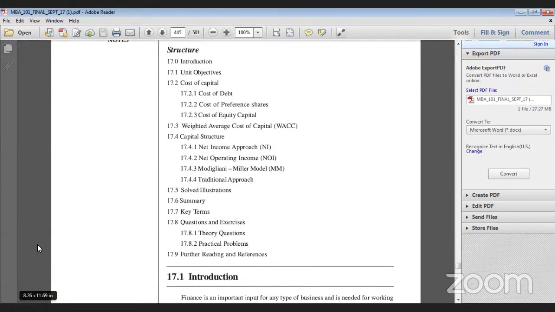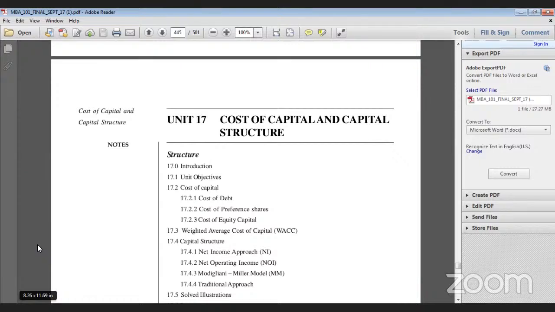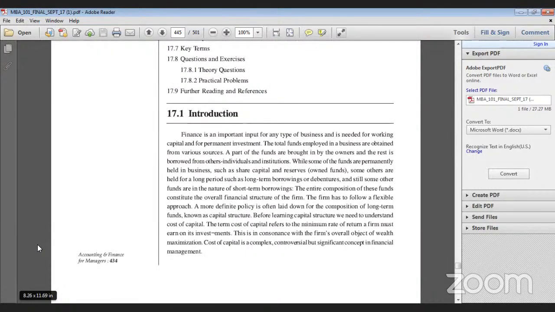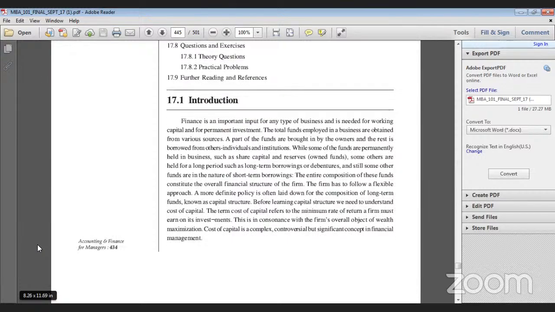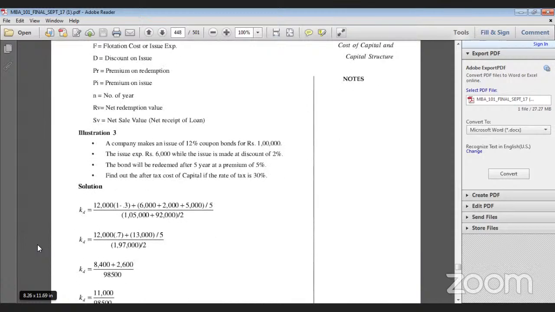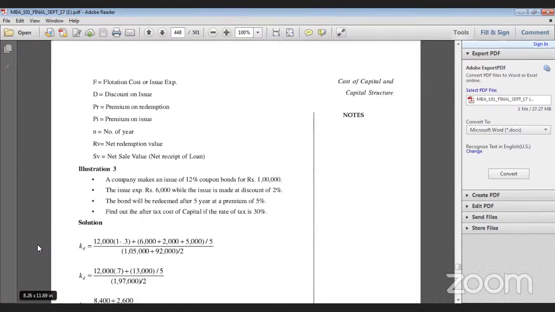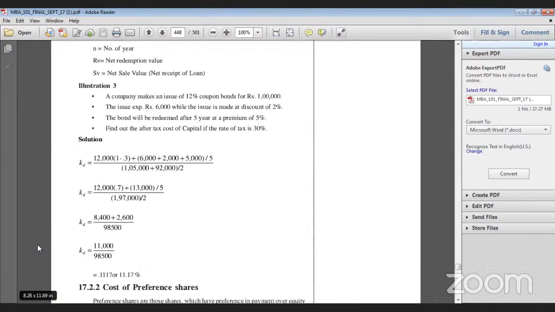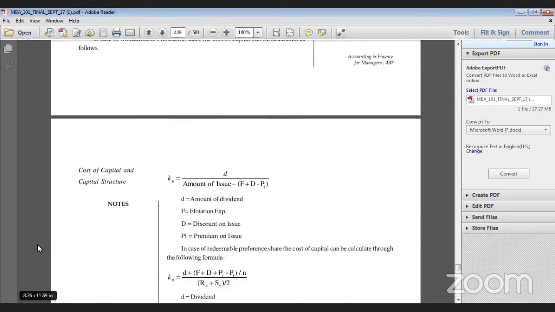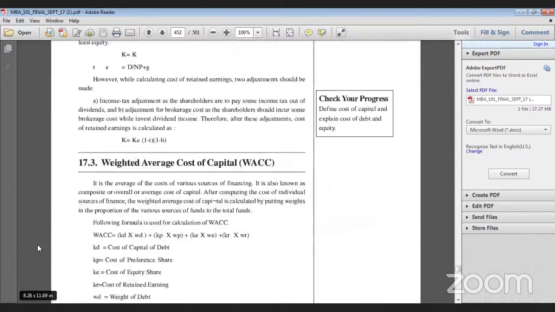Cost of capital and capital structure. In this unit, finance is an important input for any type of business, and the management of working capital and investment performance. So they have given the figures, and we can work out different ones.